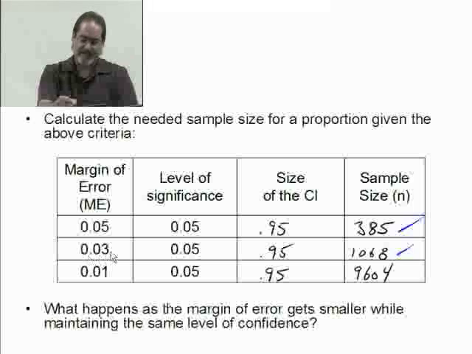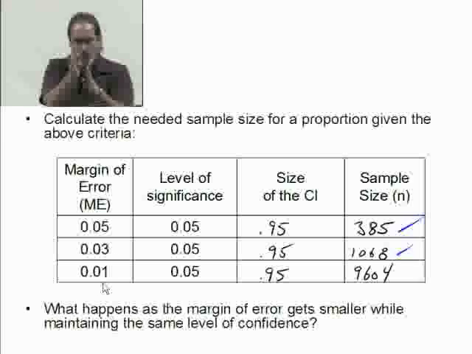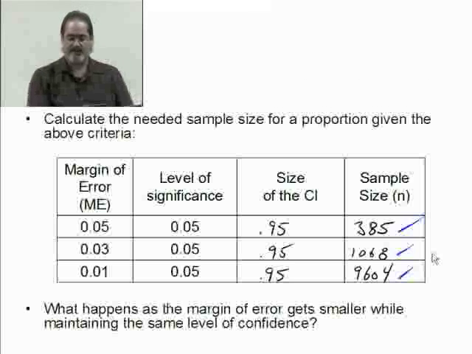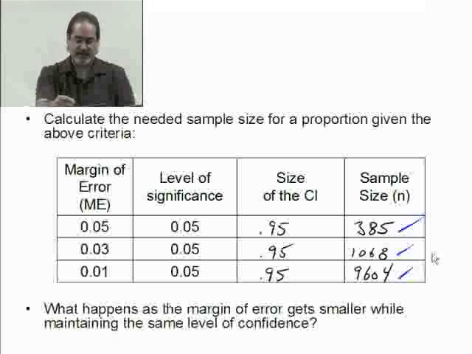If I drop it yet another 2% and say I want to be within 1%, I want to be very, very, very accurate with a 5% chance that I'm missing, that means 95% probability that the proportion is actually in there. Man, I just went to 9,604. That's huge. What this is saying is that as I decrease my margin of error, particularly with the proportion, this is amplified with proportions. If I decrease the margin of error, I've got to make my sample size bigger and bigger and bigger.